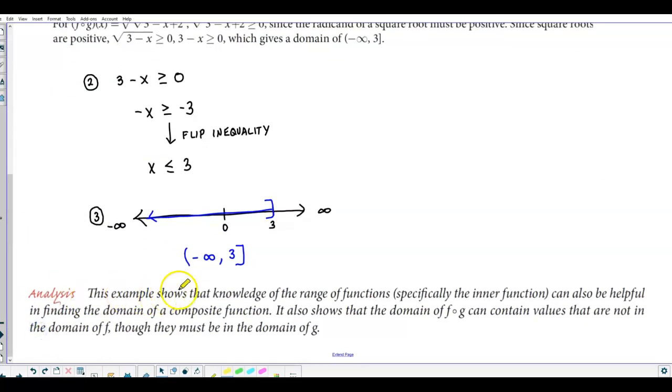Now, this example shows that knowledge of the range of functions, specifically the inner function, can also be helpful in finding the domain of a composite function. It also shows that the domain of f composite g can contain values that are not in the domain of f, though they must be in the domain of g.